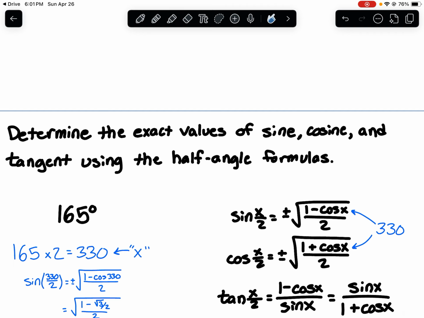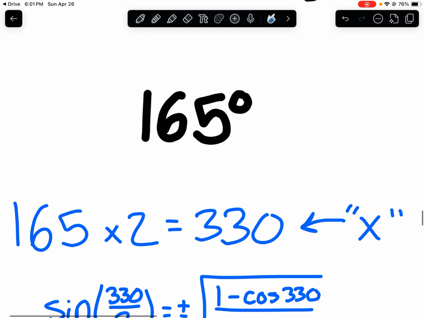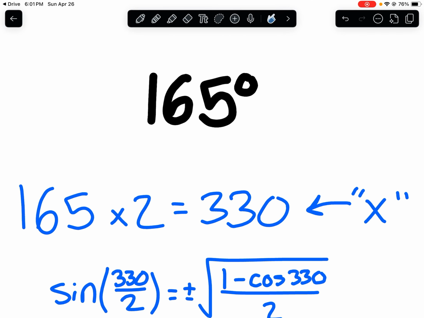Similar type of problem, still dealing with half angle formulas. So we're going to try to find the exact values of sine, cosine, and tangent using half angle formulas. Now, rather than being given, okay, sine is 3/5 and it's in quadrant 2, or tangent is 4/8 and it's in quadrant 1, something like that, we're just given an angle. So we're just given 165 degrees.